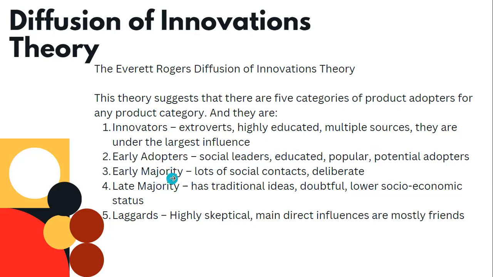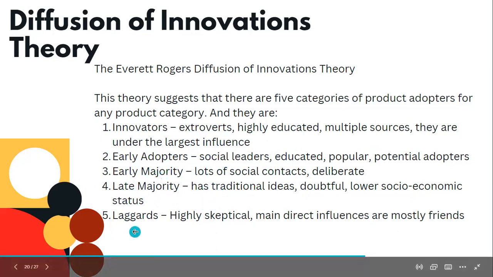Then come the early majorities. These early majority people also have a lot of social contacts, they are deliberate, they will take certain risks, etc. Then the late majorities, they have traditional ideas, they are doubtful, they are of lower socioeconomic status, and they might not be very willing, but because all of the people have this product in their house, they think, okay, let me also try this. That is what the late majority do.